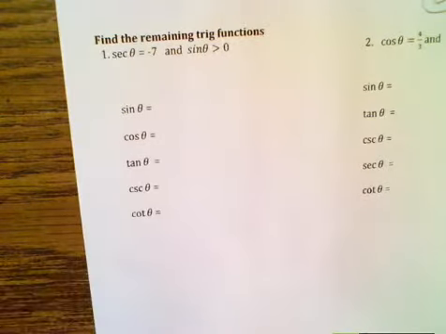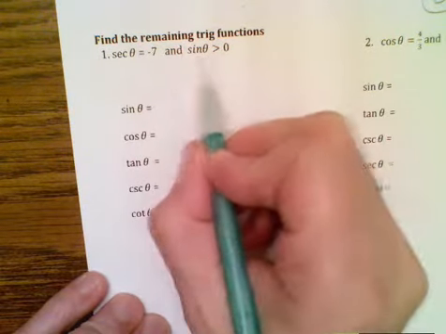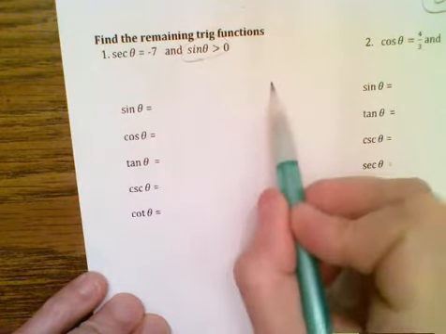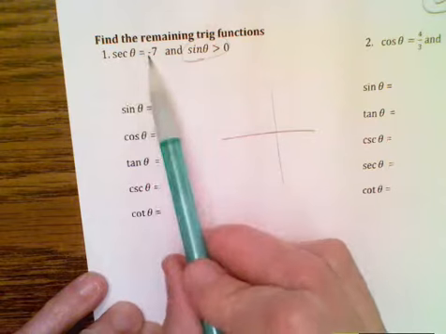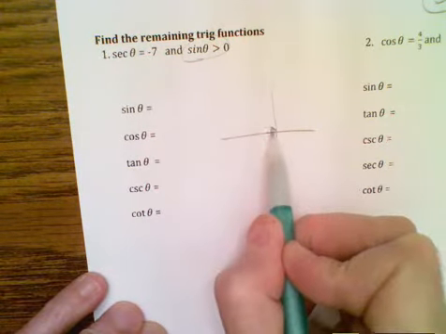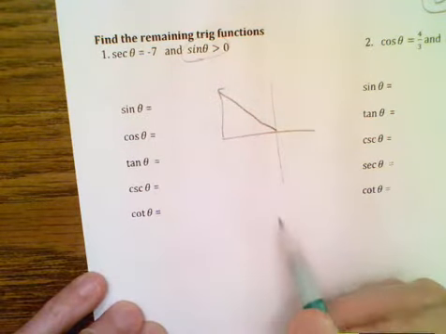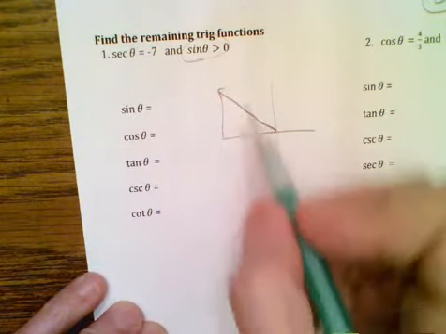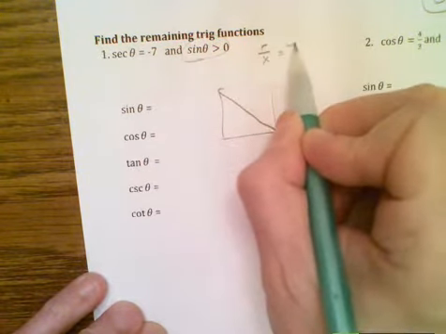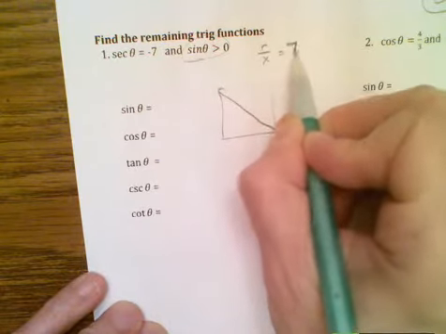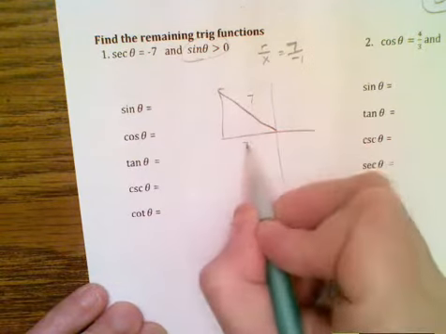Alright. Find the remaining trig functions. So again, draw a picture of this. Sine is positive, so if sine's positive, I know it's up in the first or second. That's the y value. And the secant, which deals with the cosine, is negative. So I know the angle's up here. So I draw in my triangle. Secant is, remember, r over x. So if it's negative 7, that means our r value has to be positive. So r is 7, x would be negative 1. So if there's 7, that's negative 1.